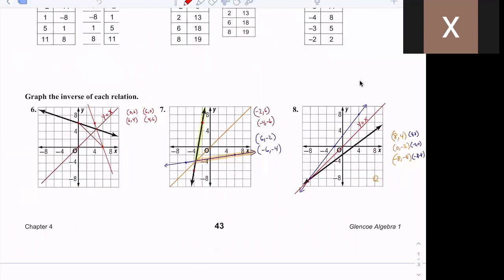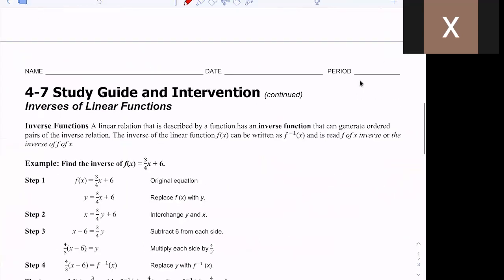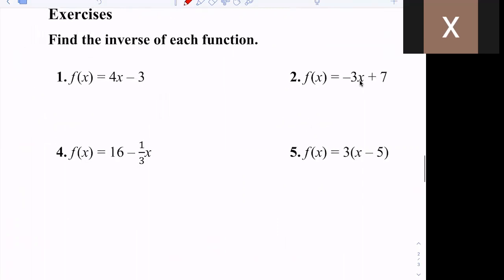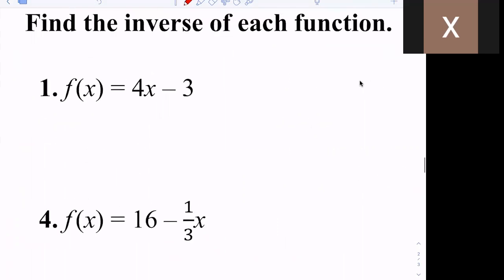Come on, guys, that was easy, right? All right, so here we go. The next lesson, 1, 2, 3, 4, 5, 6. Now, we have to find the equation of the inverse. So who can tell me what does f of x mean? And don't tell me f times x. Is it the y-intercept? It is the y value. It is not the y-intercept, it's just the y value.